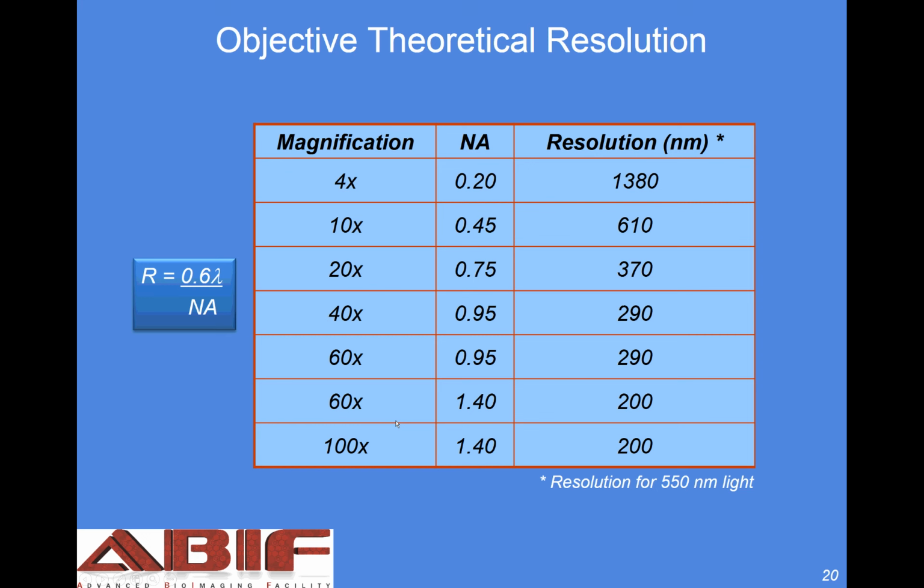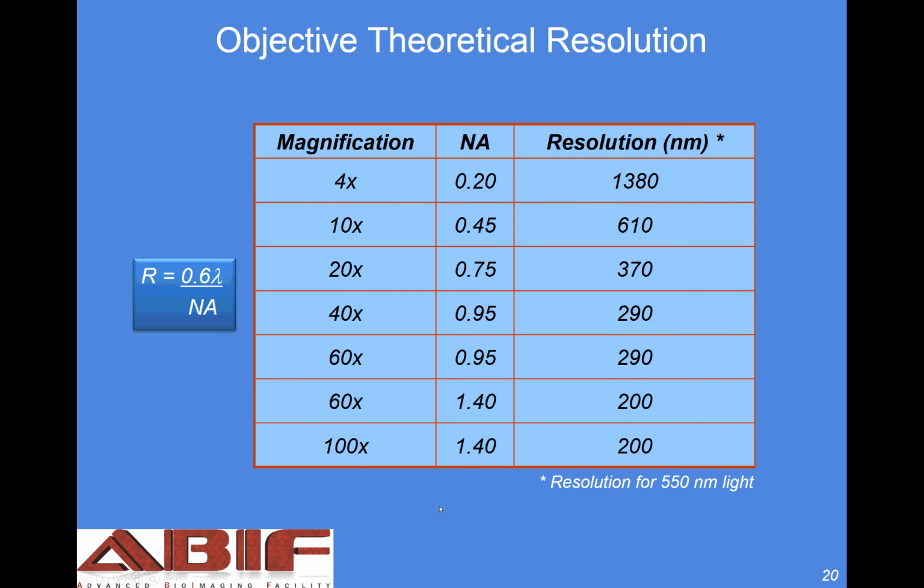Maybe 2 slides. So the theoretical resolution can be calculated as shown here. So you can see the different magnifications, different numerical apertures, and then the theoretical resolution based on this equation. And this is for 550 nanometer light. So this would be something like green fluorescent protein or Alexa Fluor 488. And you can see here for 40x and 60x, we have the same numerical aperture. So those two lenses have the same resolution. And the same is true for 60x and 100x, where we have 1.4 NA. They have the same resolution.